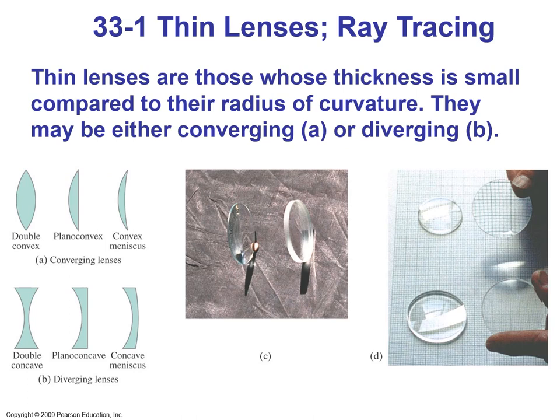Section 1. Thin lenses, ray tracing. Thin lenses are those whose thickness is small compared to their radius of curvature. They may be either converging or diverging. Converging lenses are shown in Part A here. They are either plano convex, with one side plane, or convex, or they have two convex surfaces. Or they are diverging lenses, either double concave, plano concave, or concave meniscus, which have two concave surfaces.